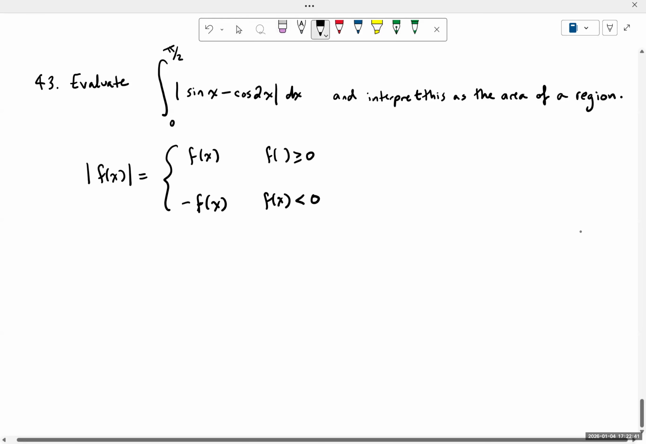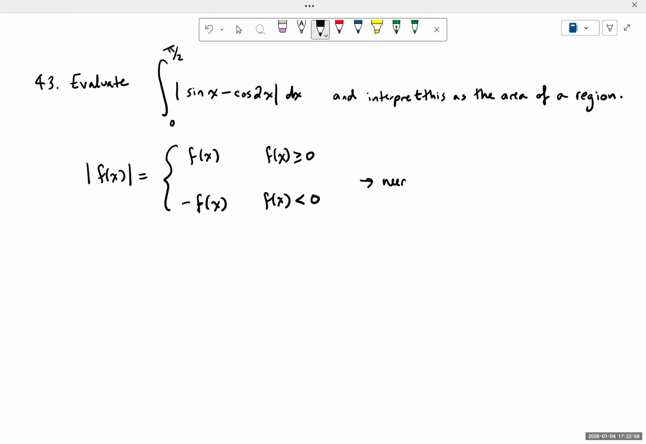So to figure out what this really means, I have to find out where my function, sine x minus cosine 2x, is positive or negative. So that means I want to do a sign chart on the interval that I'm interested in, which is from 0 to pi over 2. And then I'm going to break it up into the positive and negative parts, have two different integrals, and make sure my signs are correct.